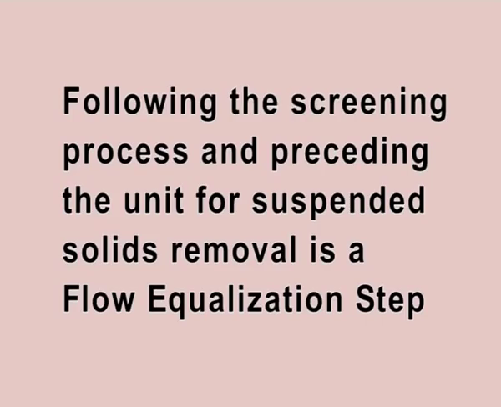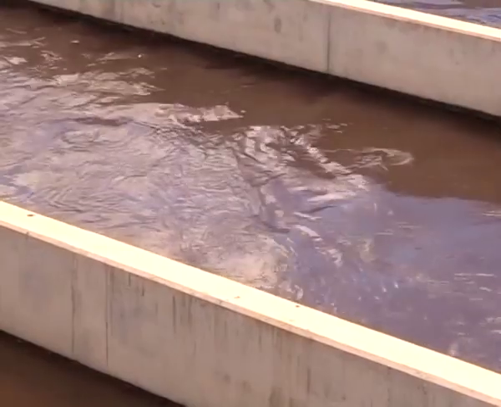The second one is flow equalization. Following the screening process and preceding the unit for suspended solids removal is a flow equalization step. Flow equalization is important in reducing hydraulic and organic loading in the biological process. Equalization facilities consist of a holding tank and pumping equipment designed to reduce the fluctuations of the waste streams. The equalizing tank will store excessive hydraulic flow and stabilize the flow rate to a uniform discharge rate over a 24-hour day.